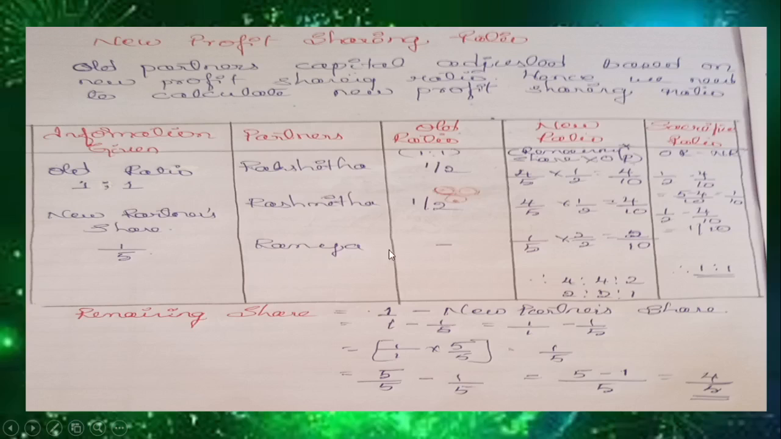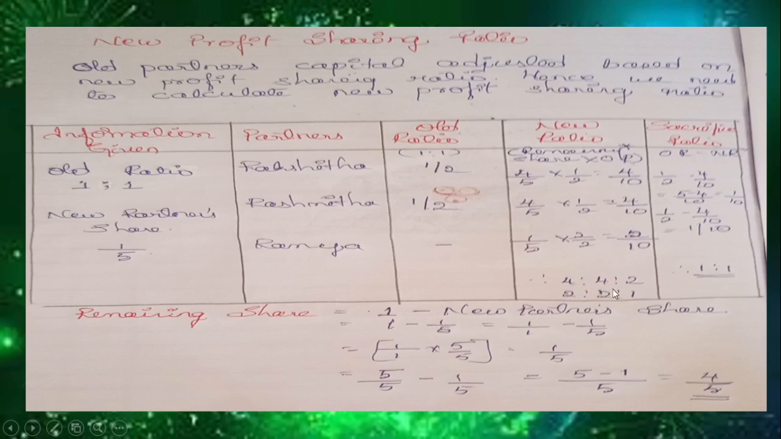But in the case of Ramya, her new profit sharing ratio is 1 by 5. You can see in the earlier two cases, the denominator is 10. Here also it should be 10, so in order to put this into ratio form, our denominator should be the same. Here the denominator is 5. We need to convert this denominator into 10. For that reason, we'll multiply this by 2 by 2. So 1 into 2 is 2 and 5 into 2 is 10. Now all the denominators are 10. Here's 10, 10 and 10. So you can put it in ratio form now.